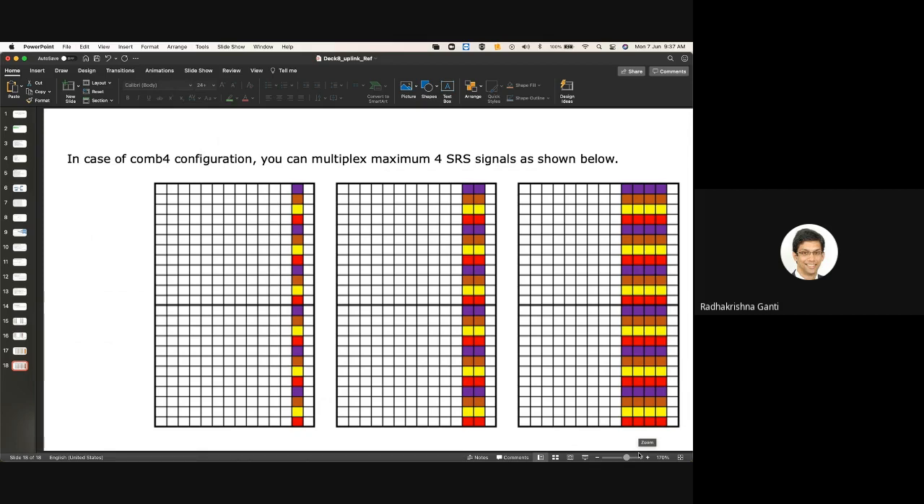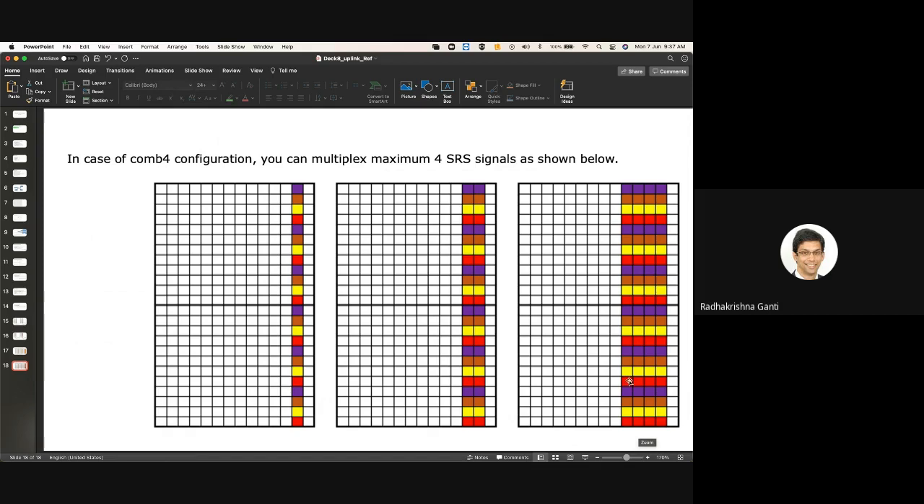Okay, and there are two different combs for SRS. One is called the density half, and the density 1/4. And based on that, you can also multiplex different users in the SRS. Okay, so this is all. That's all that is required to understand from SRS at this point.